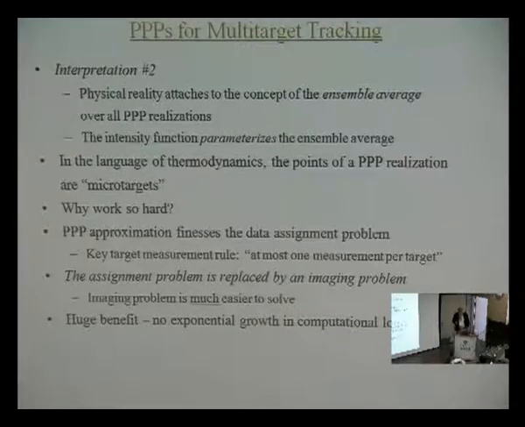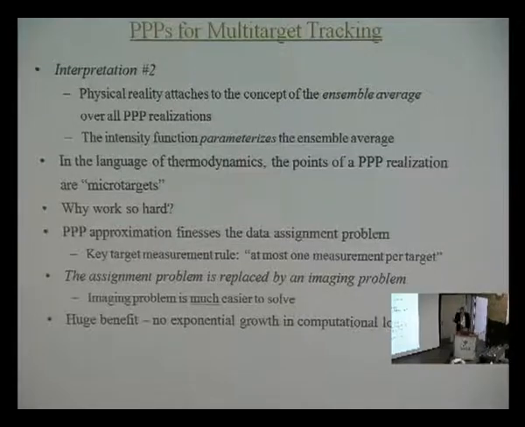But the reason I work so hard with the language and try to convince you that that's not a bad way to think about the problem is that the PPP approximation finesses the data assignment problem. I don't talk about it very much. The assignment problem that is lingering here is not an assignment of measurement to target.